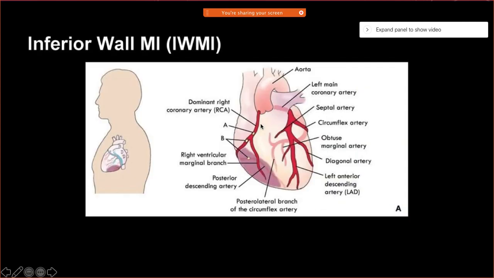And what is happening in the inferior wall? As I was telling you, the inferior wall, at least on the surface ECG, is represented by 2, 3, and aVF. The blood supply for this, most of the time, is through the RCA, in fact. It does have its own branches as well, which you can see over here.